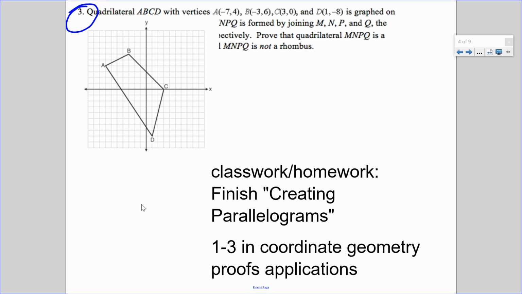You're going to have a quiz on this tomorrow. This is a very common 6-point question, so we want to really make sure we're prepared for it. That's all I got for today.